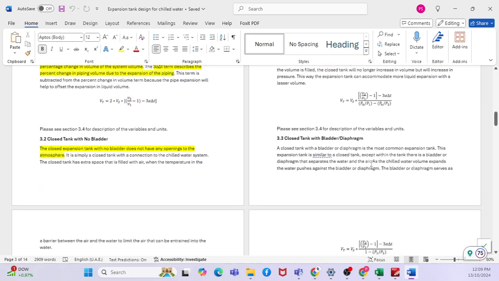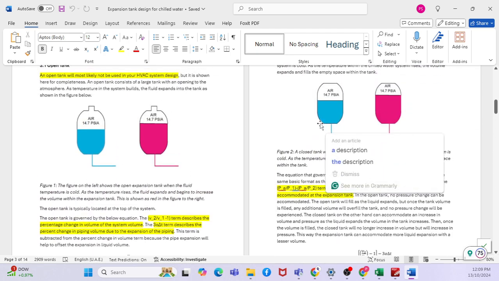The third one is the closed tank with the diaphragm type. Diaphragm type means inside there will be a diaphragm.